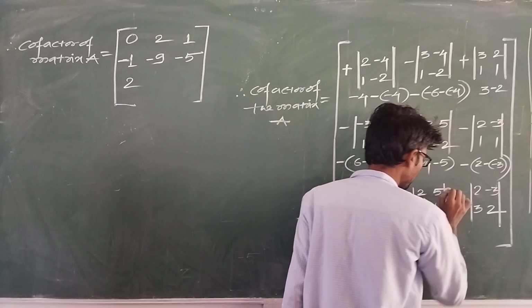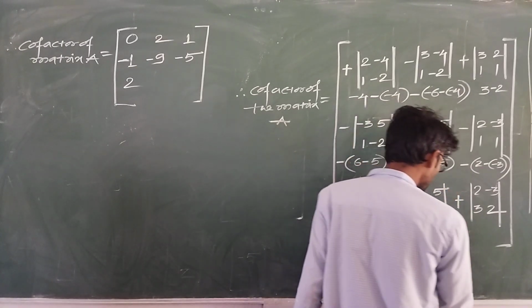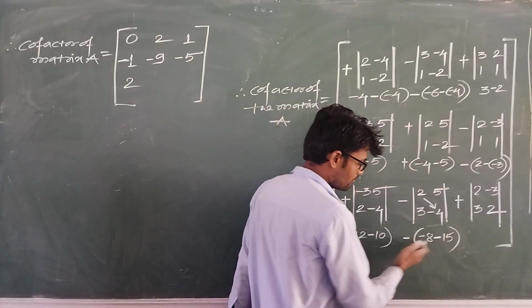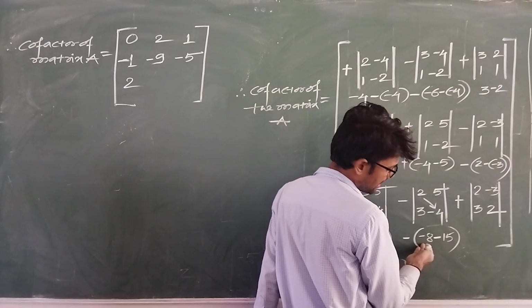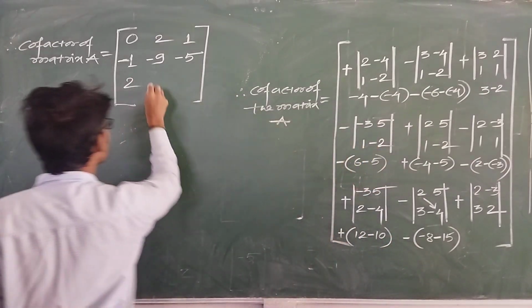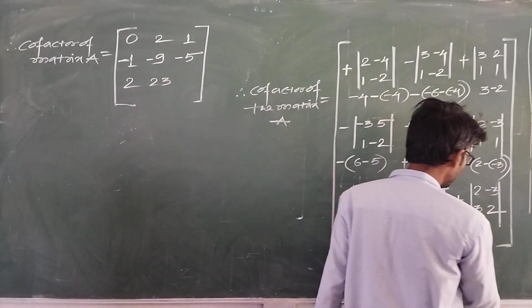So multiplying these two elements: 2 into minus 4 is minus 8, and minus 5 threes are minus 15. So we are having minus 15 minus 8, which is minus 23. Minus 23 has a minus symbol, so it is a plus 23. Plus 23, very important.